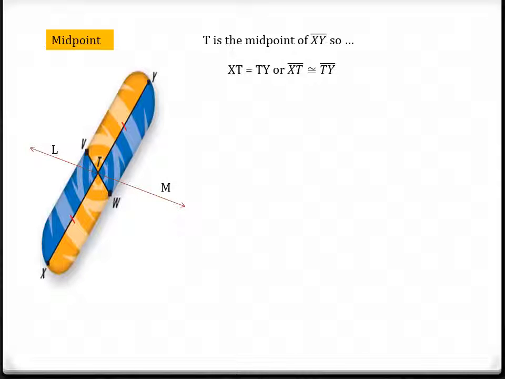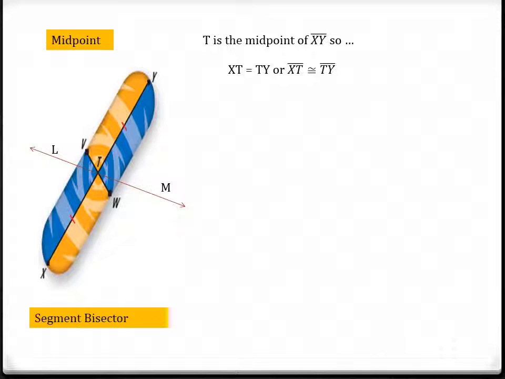Now here comes a line LM. Notice it's intersecting XY at that midpoint T. It's also intersecting the line segment VW at that point T. These are known as segment bisectors. Bisector means it's bisecting it directly in half in the middle, cutting it into 2 equal parts. So VW is a segment bisector. Line LM is a segment bisector.